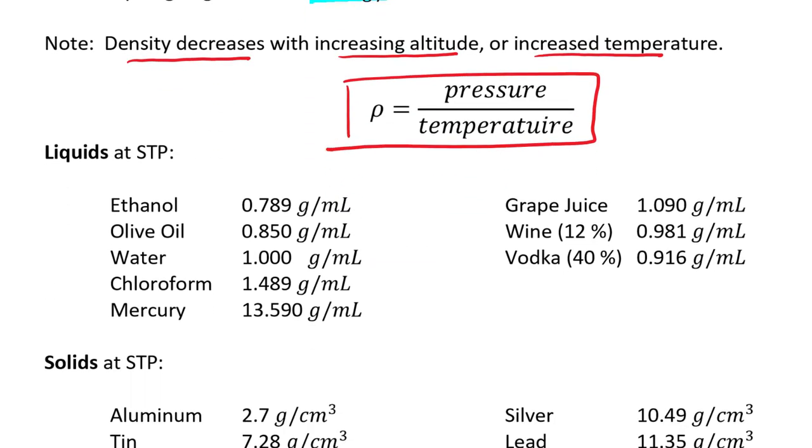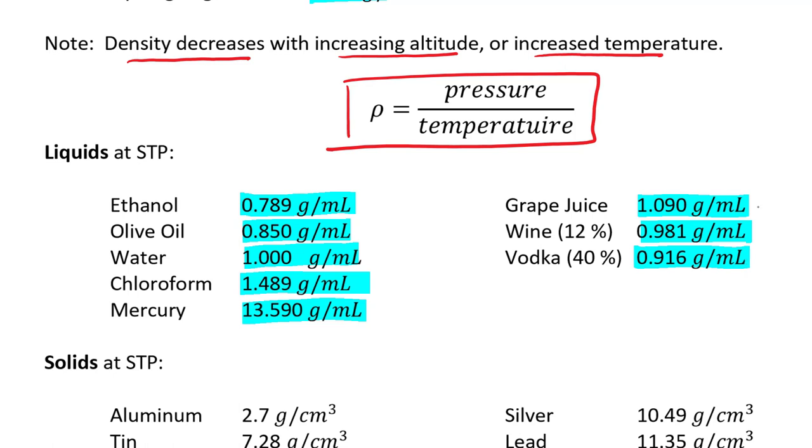Let's look at some liquids at standard temperature and pressure. Ethanol, ethyl alcohol, the kind you drink, 0.7989 grams per mil. Olive oil, slightly less. There's your water, exactly one. Chloroform, mercury. Look at mercury. Mercury's quite heavy. We have grape juice, wine, 12%, and 40% for vodka.